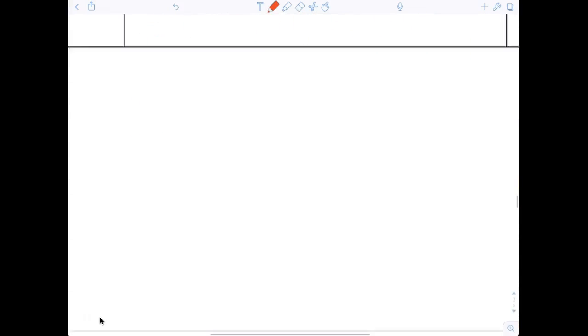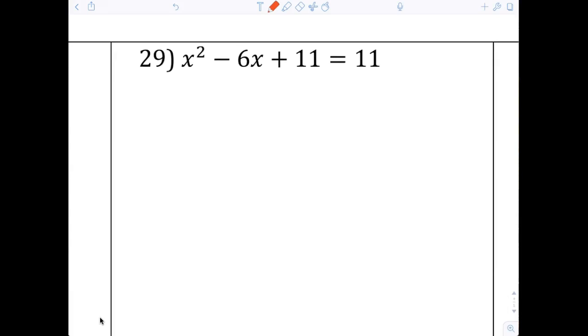All right, here we go, guys. 29. What's the problem with 29 again? Tell me. Set it equal to 0. So when I set it equal to 0, it becomes what? Tell me what minus 11 plus 11 is. 11 minus 11. Good job. Equals 0. You good with that now? All right. Any questions with that? Everything's got to be set equal to 0.